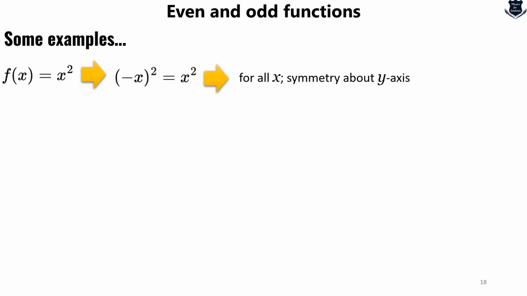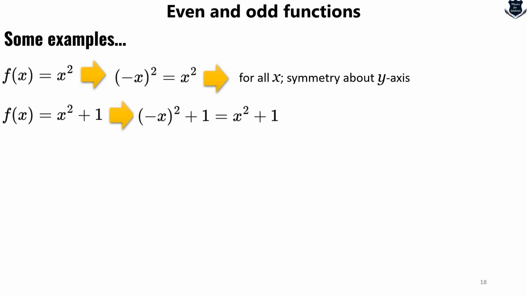Now let me give you some quick examples, then things will be much clearer. Say, for example, f of x equals x squared. Then f of minus x equals minus x squared, which equals x squared. This is how we calculate the values. So x squared is an even function, and this is true for all x: symmetry about the y-axis. That means if you plot it, it will be symmetric about the y-axis.